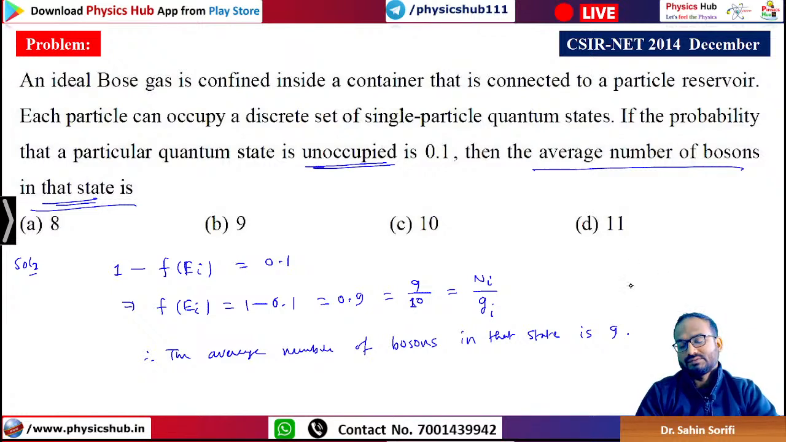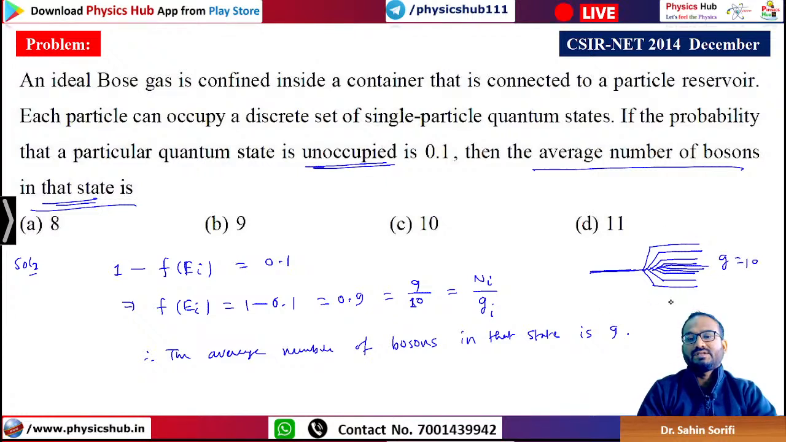It is like, you don't get confused. One energy level is 1. It is, let's say, 9-fold degenerate or 10-fold degenerate. What is the average number of particles in a particle in this state? 9, right? Option B. Is it clear now?